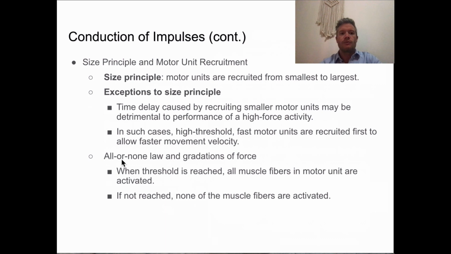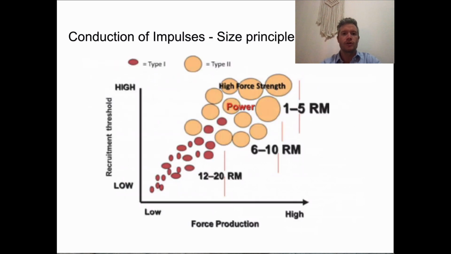And again, with these all or none laws, what will happen is we will get more and more motor units recruited over time. And that allows us to turn off and on different muscle fibers and different motor neurons to occur to add up or summate to get the amount of force that we actually want. So we get this graded increase of force over time depending on how we're recruiting our motor neurons.